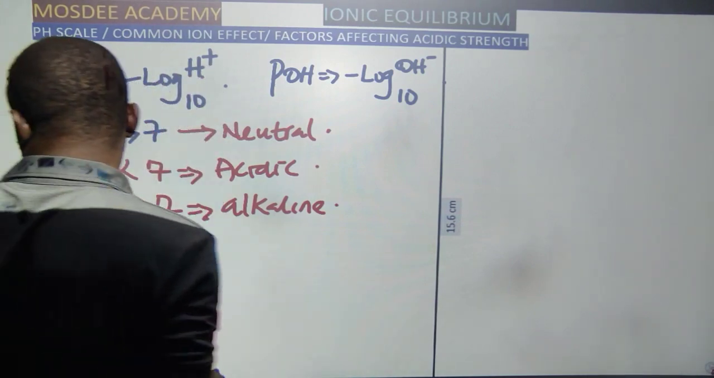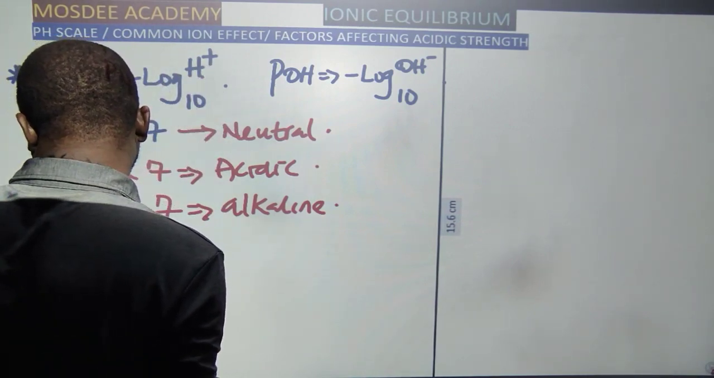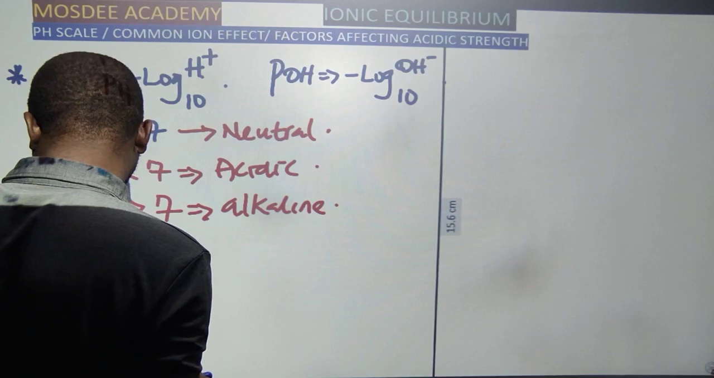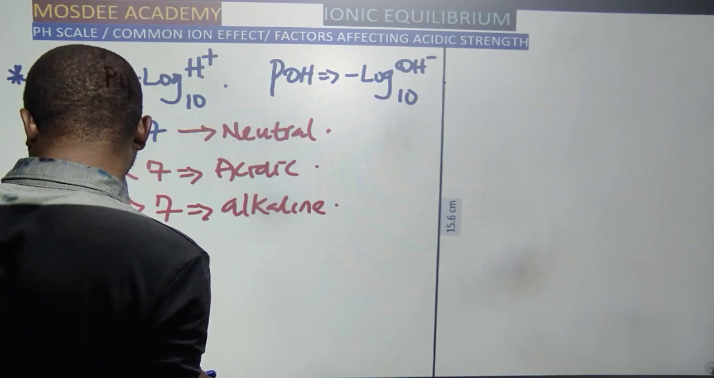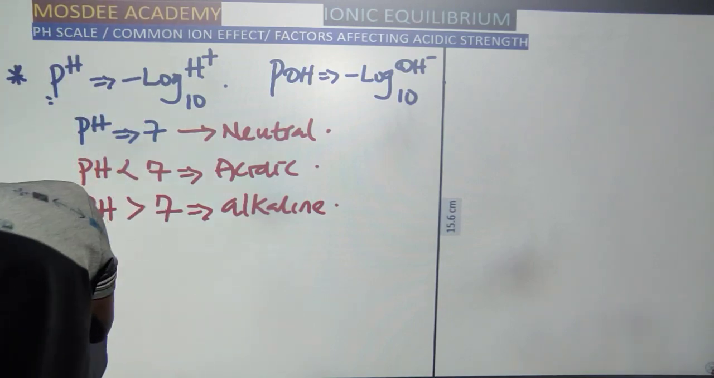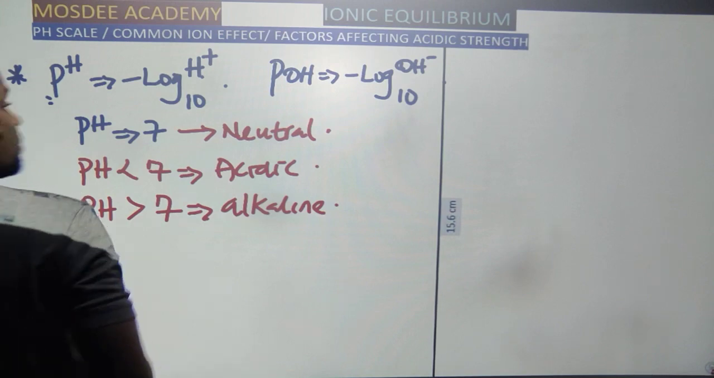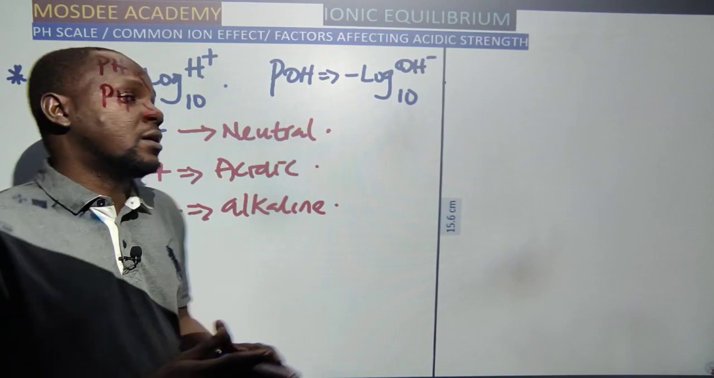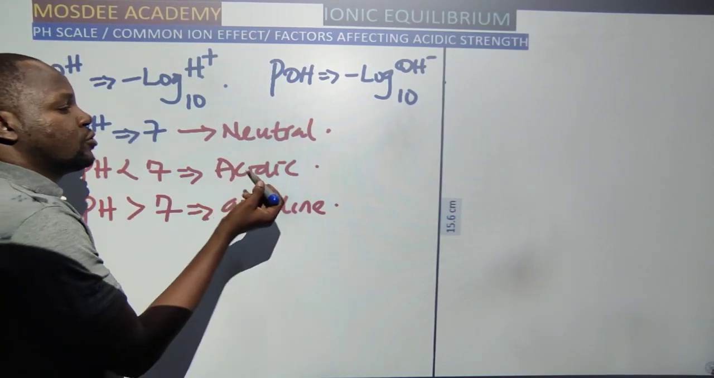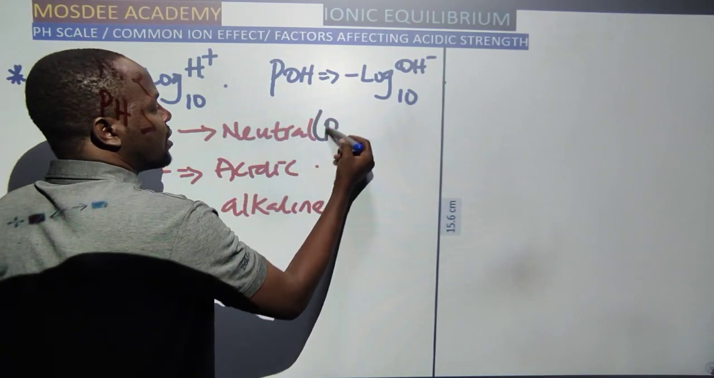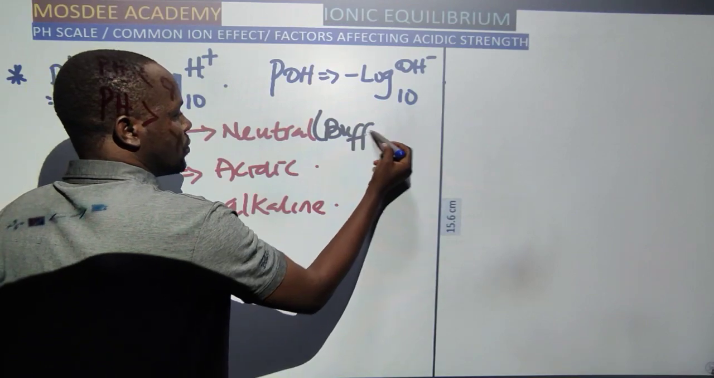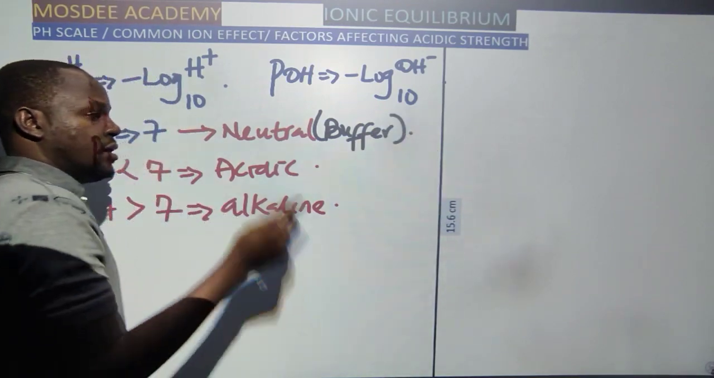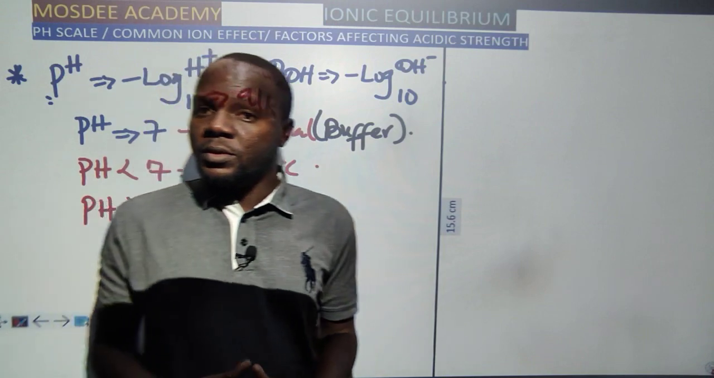Now, if we move forward, I hope I'm not cutting in on my dear admin. Thank you very much. From what we've just studied, when the pH of a solution is neutral, it can also be called a buffer. A very good example is water, which we talked about in the ionic equilibrium the other time.